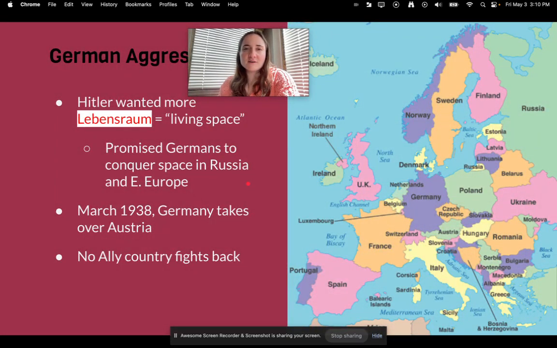So Hitler justifies his actions by saying he wants more Lebensraum, which means living space. He wants to expand the German reach so more Germans can have more space. He promises Germans to conquer spaces in Russia and also parts of Eastern Europe. In March of 1938, Germany takes over Austria. The Allied countries are well aware of this, but they do not do anything about it. Like the UK, France, and America, they see this, but they don't punish Germany at all.